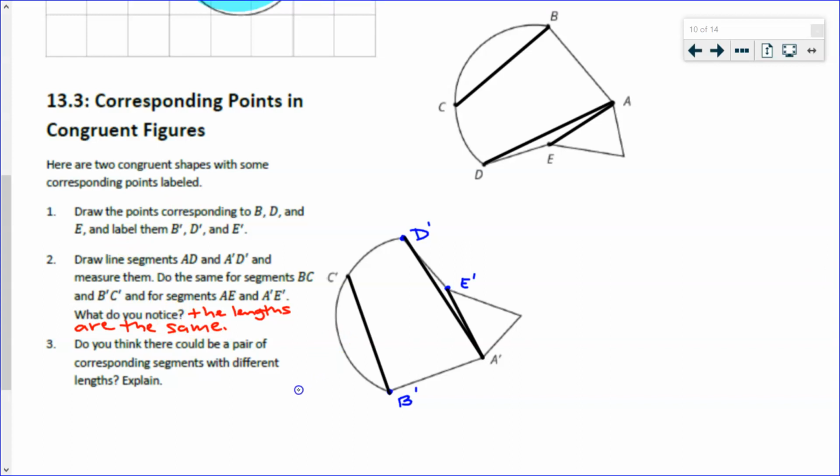So, with that in mind, my question to you is this. Do you think there could be a pair of corresponding segments with different lengths? Could I create a segment in this figure that would be different than the corresponding segment here? Discuss that question. I actually want there to be actual discussion, actual student voices talking to each other. Could it possibly be different ever? Possibly. It could just be like, it's barely different, but it could still be different.